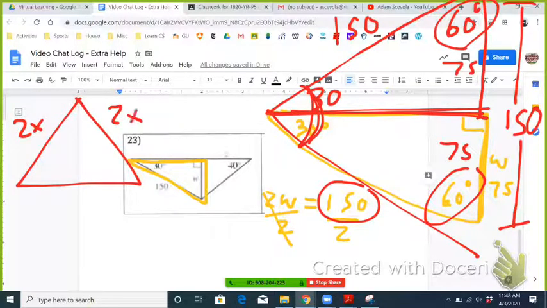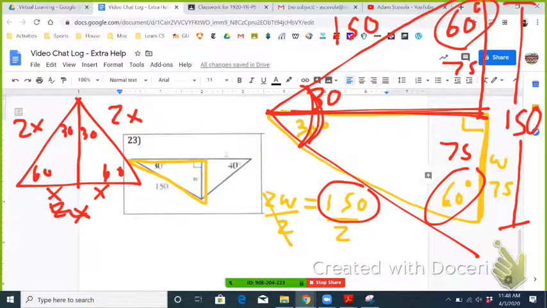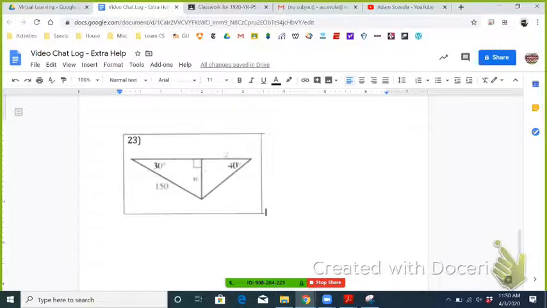And that's true for any 30, 60, 90 triangle. You can think of it as just half of an equilateral triangle. So when you split an equilateral triangle, you create two 30, 60, 90 triangles. So that's why that ratio happens. And then if you know that, you could do the Pythagorean theorem to figure out that this side here is 75 root 3. But we don't need that to find Z.